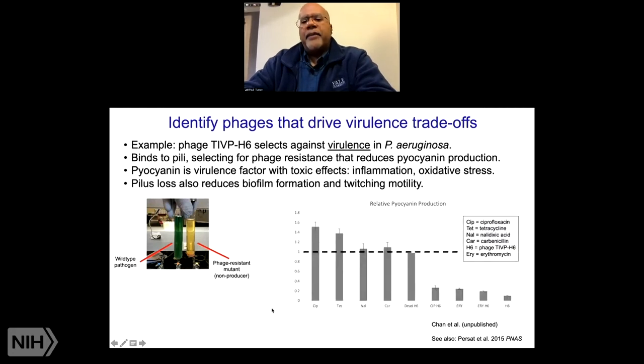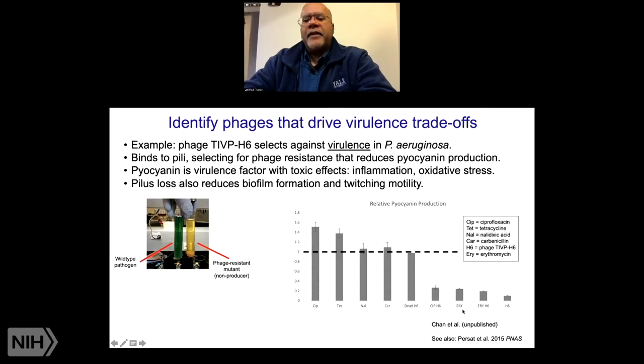So what we have observed in this unpublished data set, and it's a little busy, but I'll walk you through it, is it's showing you the relative pyocyanin production when you put P. aeruginosa into different treatments. If you put them in the presence of Cipro or tetracycline or some other antibiotics for which they are resistant to it, it actually can drive up their production of pyocyanin, and that's certainly not what you would want to have happen in a patient.